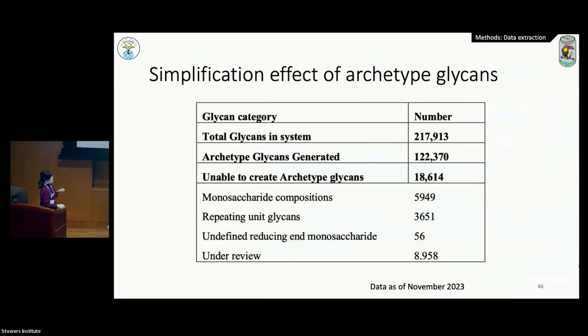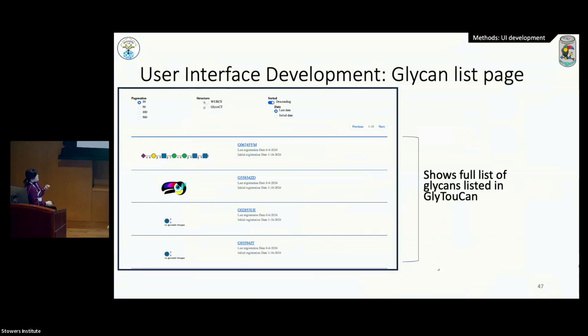But as an initial test, we did confirm that we could generate this many archetypes, and maybe 10% could not be generated, depending on these different reasons.